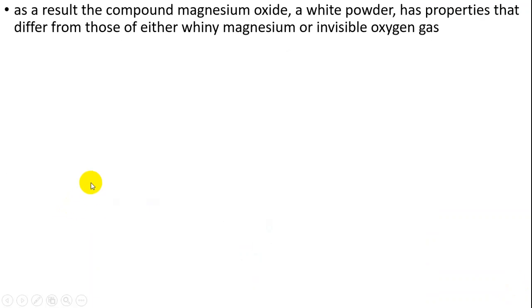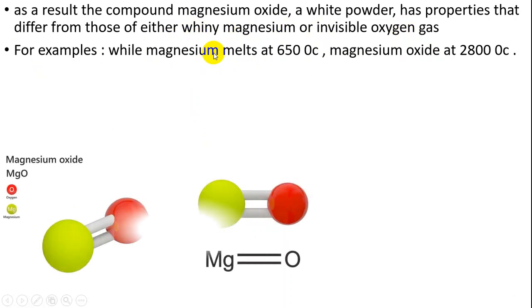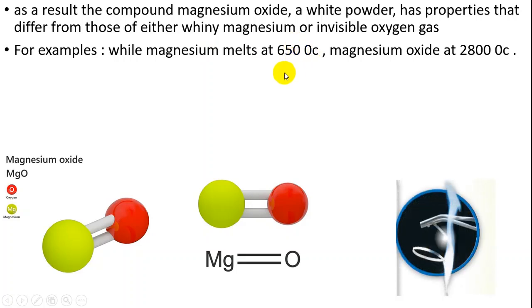So the resulting compound, magnesium oxide, a white powder, has properties that differ from those of either shiny magnesium or invisible oxygen gas. This one is shiny magnesium. For example, while magnesium melts at 650 degrees Celsius, magnesium oxide melts at 2800 degrees Celsius. So this means that the properties of the resulting compound are totally different from those of the elements that make it, the reactants that form it.